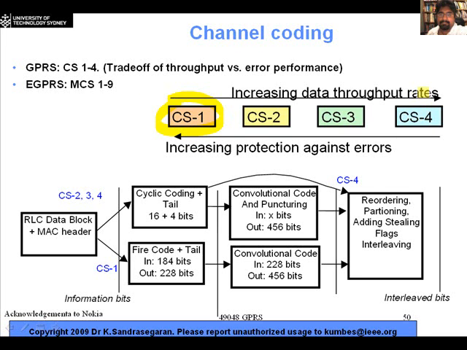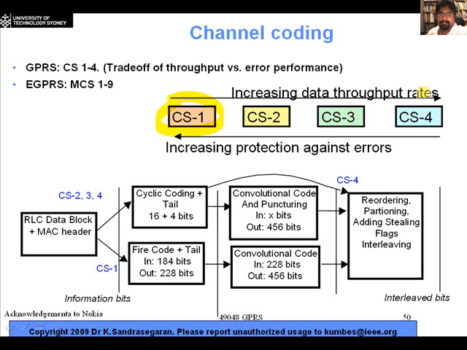So why do we have these different schemes? Well, it all depends on the user. If the user is very close to the base station, then the data is getting through pretty well. So in that case, what do we want? We want a high throughput. Okay? Whereas if a user is further away from the base station, maybe at the edge of the cell, in that case, such a user is going to get a lot of errors in their data transmission. In that case, throughput is not the concern. You want to make sure that your data gets through with good protection.